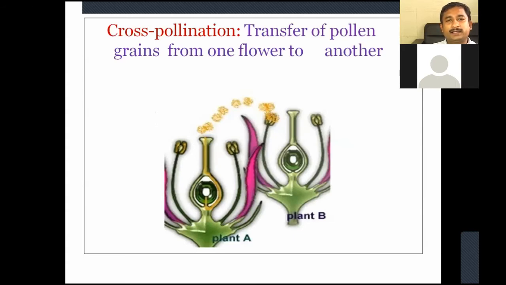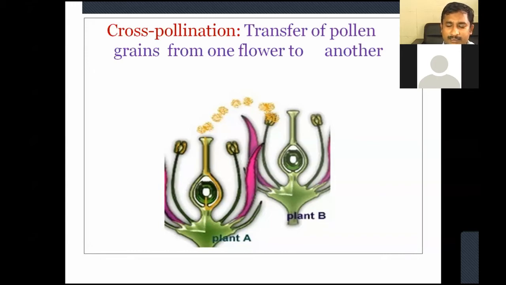In cross-pollination, the transfer of pollen grains from one flower to another, means from one plant A to plant B, is called cross-pollination. You will understand why cross-pollination is very important when you read both these two terms, inbreeding depression and heterosis. These are two technical terms.